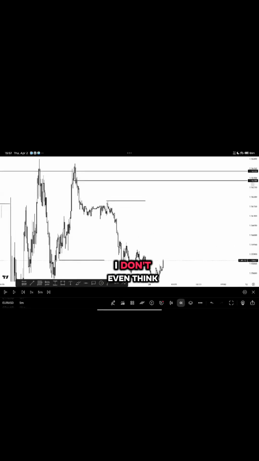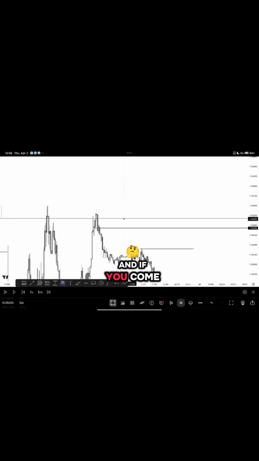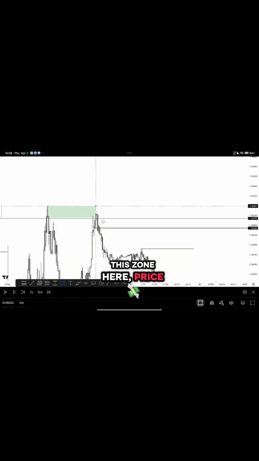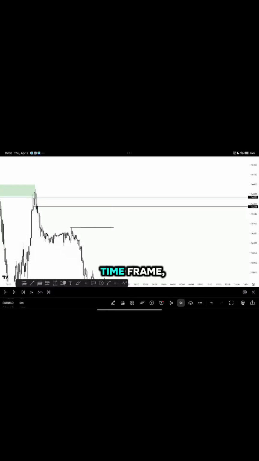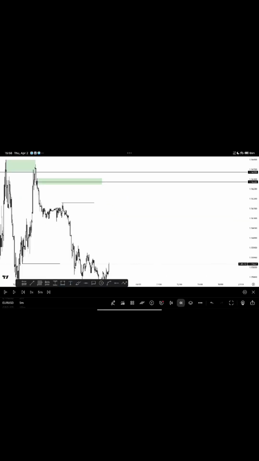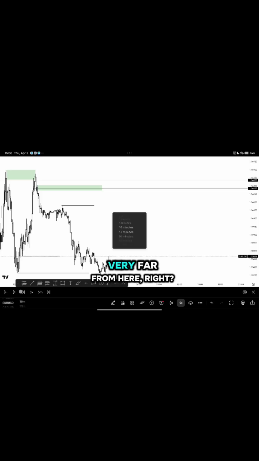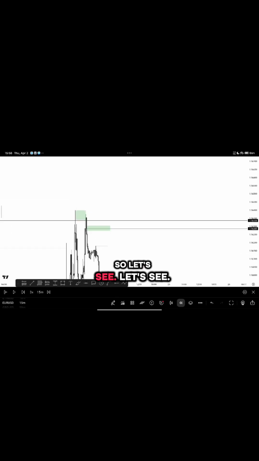So on the 5 minute time frame, I don't even think there's any major refinements. If you come to the 5 minute time frame, you can even see that price tapped into this zone, and on that same 5 minute time frame, this is the zone. But you cannot just say this is the zone and start selling from there. Since you're on the lower time frame, you can give the stop loss a breathing space, since you are targeting the CRT low, that's very far from here, right? So let's see how it linked.